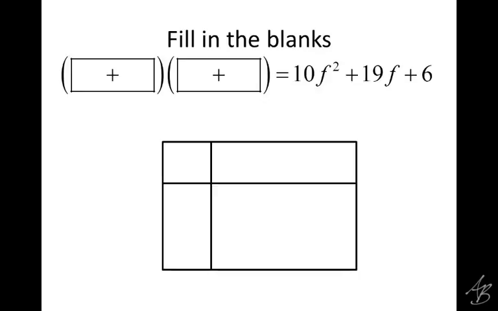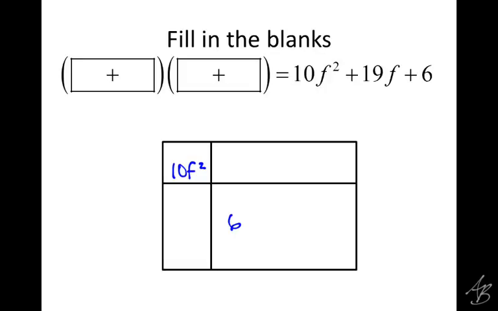All right, let's do another one together. We're going to do this example, and then we're going to write down the steps that it would take to do this. All right, we'll do this one together. We're going to start by labeling the areas that we know. The areas that we know right now are what? So we have 10f squared is going to be the area of this one. The 6 is going to be the area of this one.